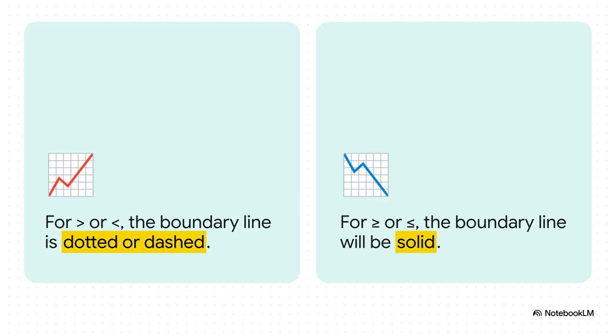And guess what? That same idea works perfectly when you move to a two-dimensional graph. A strict inequality gets a dotted or a dashed line, which means the boundary line itself isn't part of the answer. But if it's or equal to, it gets a solid line, because every single point on that line is a valid solution. It's the same exact idea as the open and closed circles, just in 2D.